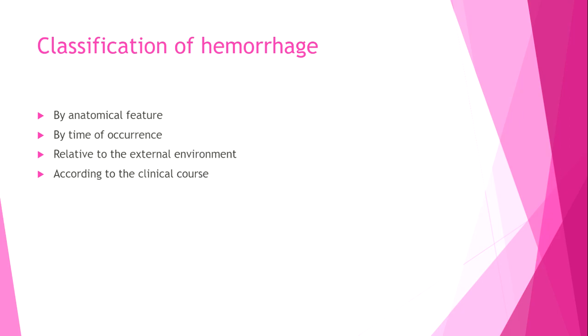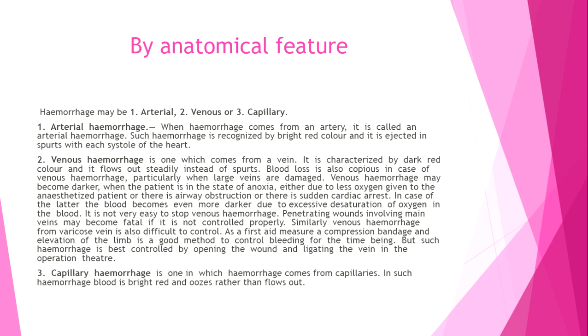Classification of hemorrhage. We have 4 major types in classification: by anatomical feature, by time of occurrence, relative to the external environment, according to the clinical course. By anatomical feature, there are 3 major types of bleeding: arterial, venous or capillary bleeding.